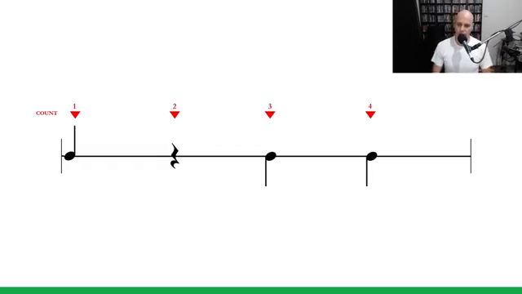All right. So as I said before, we can fill out this measure with notes or rests, and we can write quarter notes with the stems facing up or down, depending on what is going to be easiest to read. And we're going to talk a little bit more about that later on.